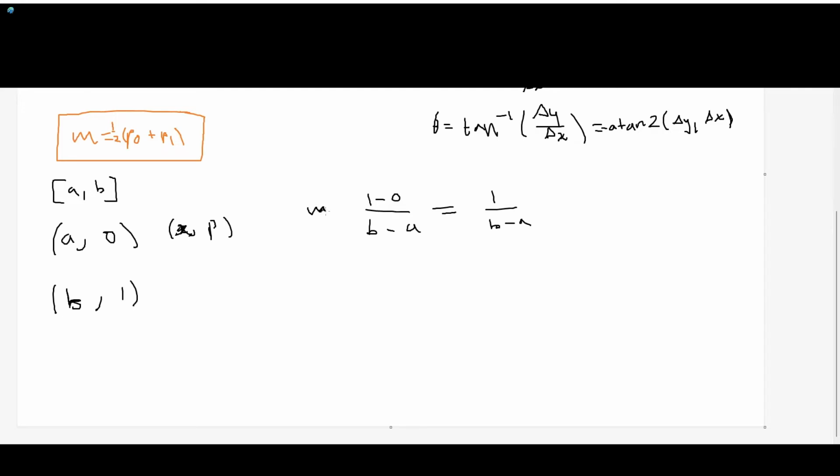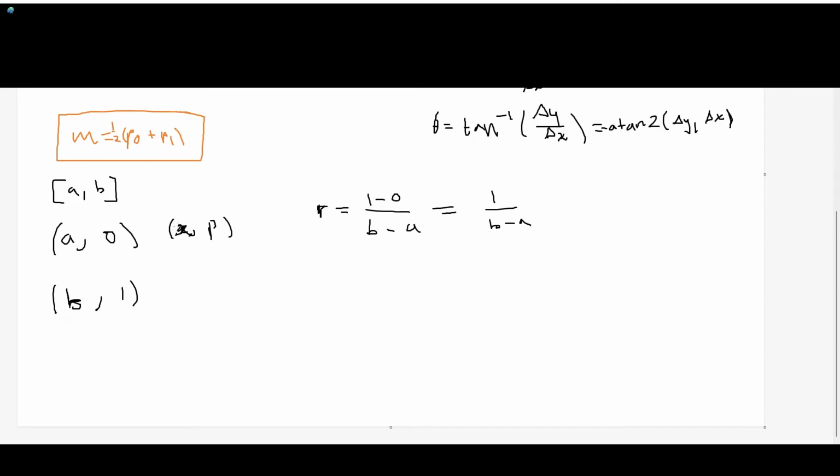So let's do m. Actually, let's not do m. Let's do r in this case. So r, we're going to describe that as the rate. We're going to do 1 minus 0 over b minus a, and we get 1 over b minus a. This is going to be the slope of this interval right here.